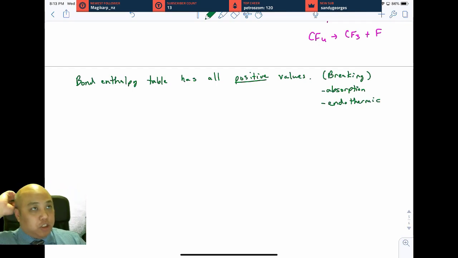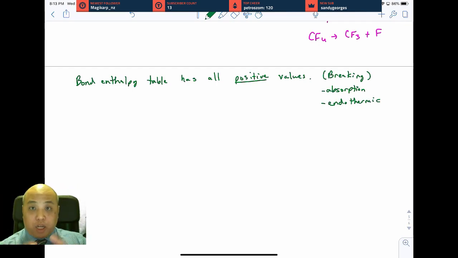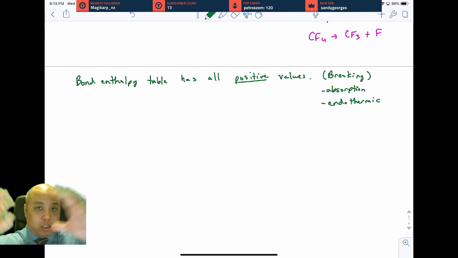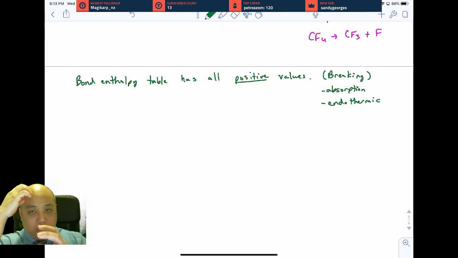Because the reason why atoms bond is because they have a lower energy state when they're bonded, sharing electrons, versus when they're apart. That's the only reason why things bond. And so to pull those atoms apart, you have to put in energy to separate them. It's like two magnets. If two magnets stuck together, if you want to separate them, you have to put in energy to pull them apart. That's what bond breaking is.